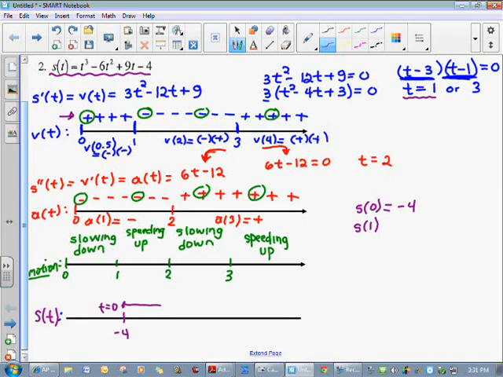Well, if you plug s of 1 into the s equation, you would get 1 cubed, which is 1, minus 6 times 1 squared, which is 6, plus 9 times 1, which is 9, minus 4. And if we work all this out, we end up with negative 5 plus 9 is 14 minus 4, which is positive 10. So at positive 10, we would end up having a position where this particle would turn around.